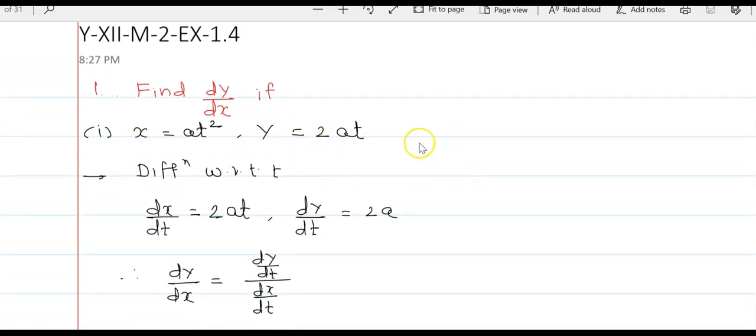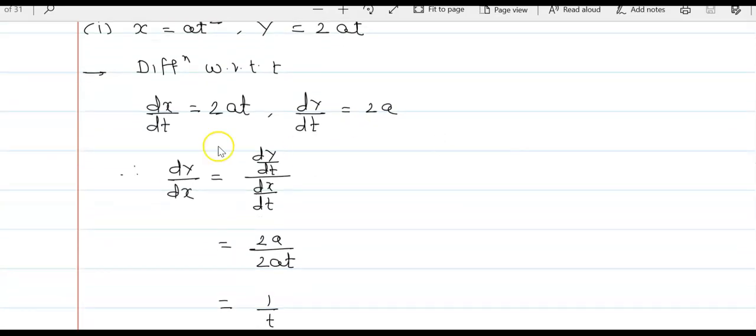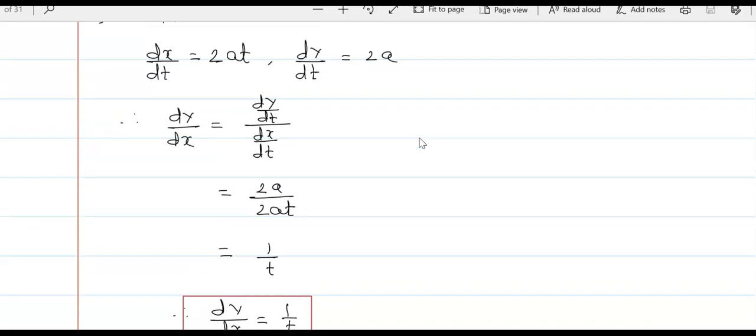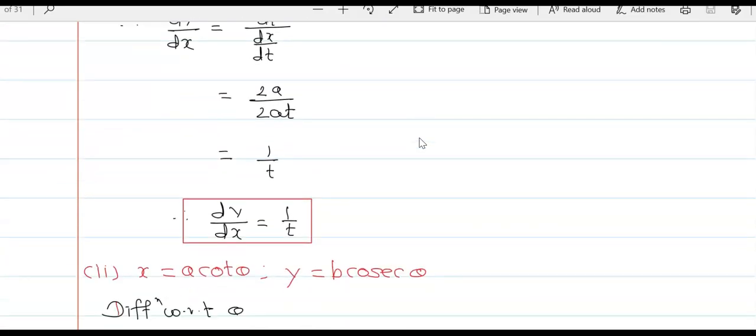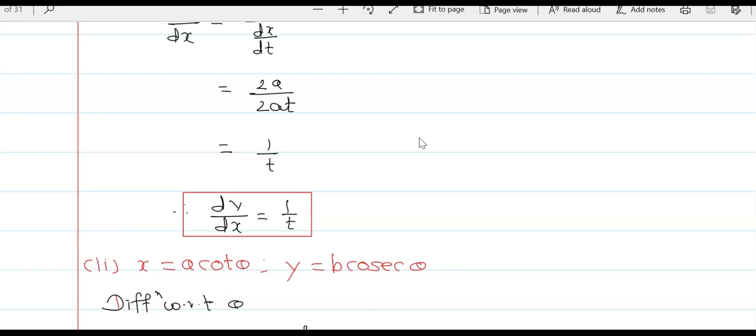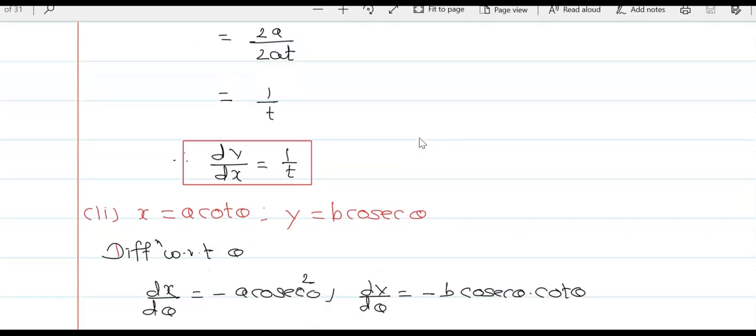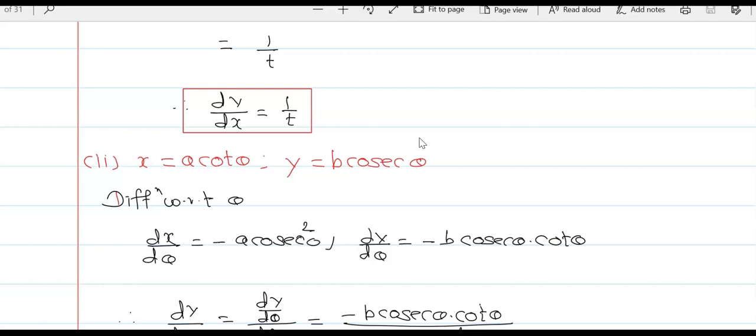x = 8t², y = 2bt. dx/dt = 16t, dy/dt = 2b. Take the ratio, and you will get dy/dx = 1/t. Next, x = a cot theta, y = b cosec theta. We just have to complete this.